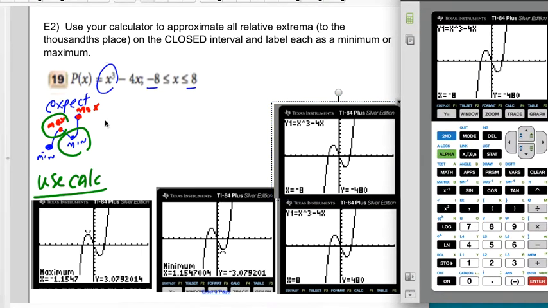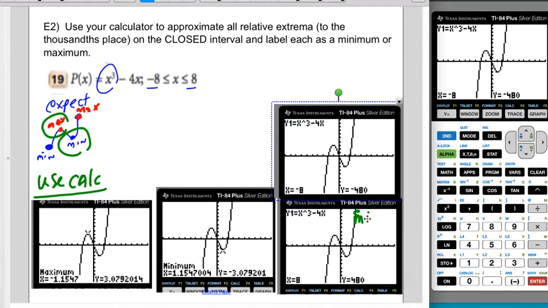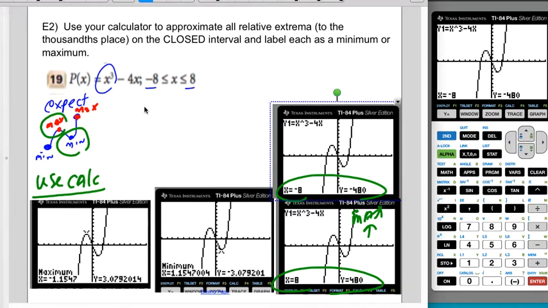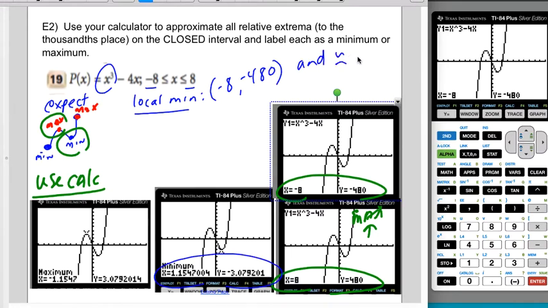So what I realize is that there's two local maxes. So this is a max, and this one up here is a max way up here. So there's a max way up there at x is 8. And this one down at -8, we can see it's a min. So when I give the answer to my question, I'm going to have a local min at two places. I'm going to have one at -8, -480. And I'm going to have one right here at approximately 1.15, sorry, my bad.